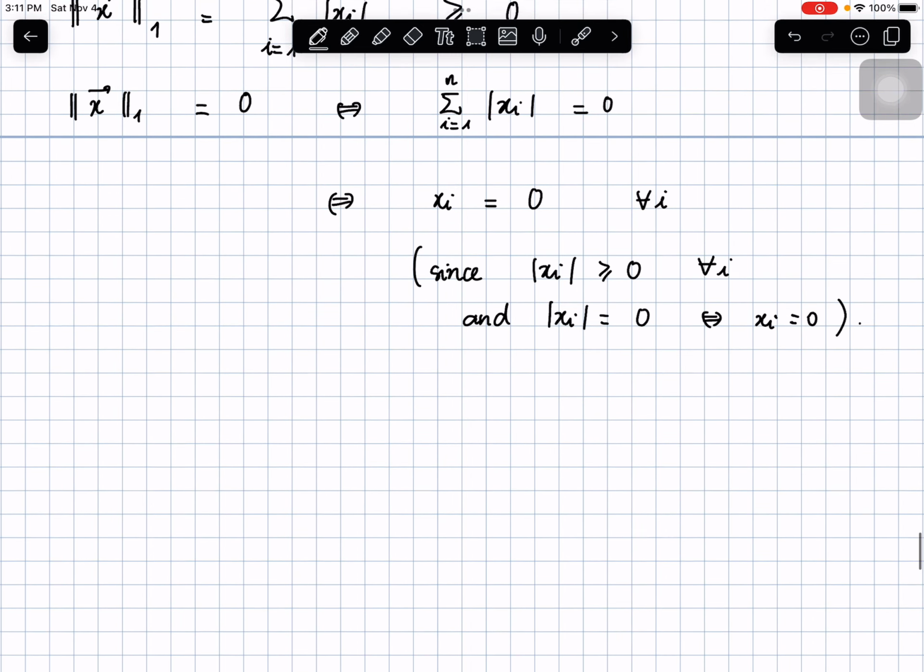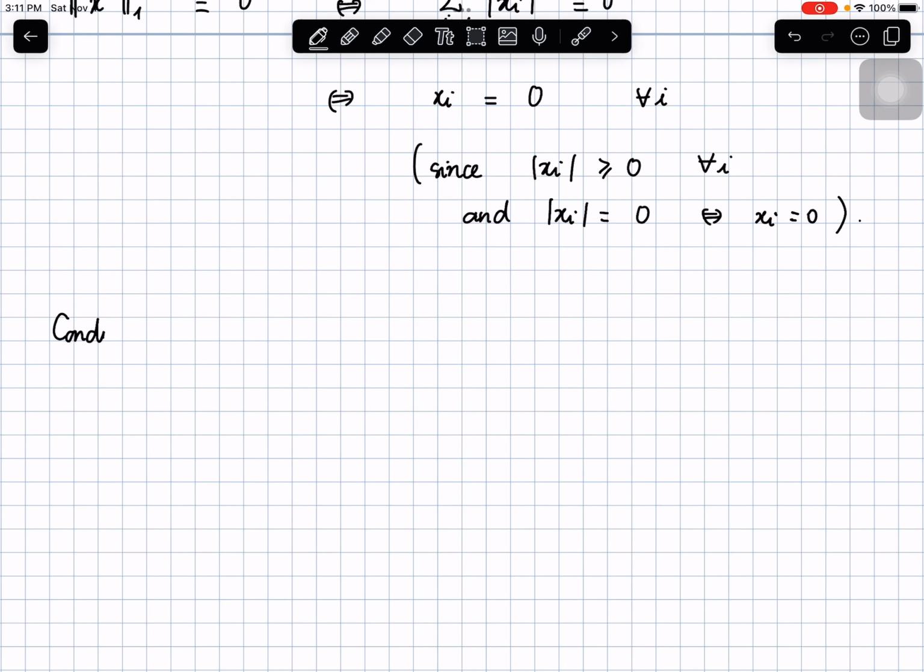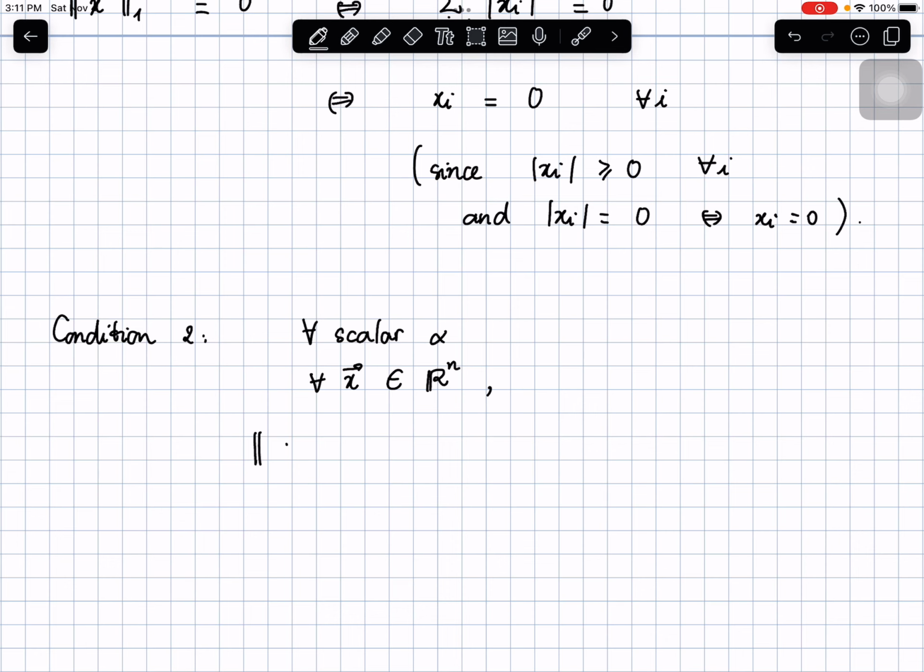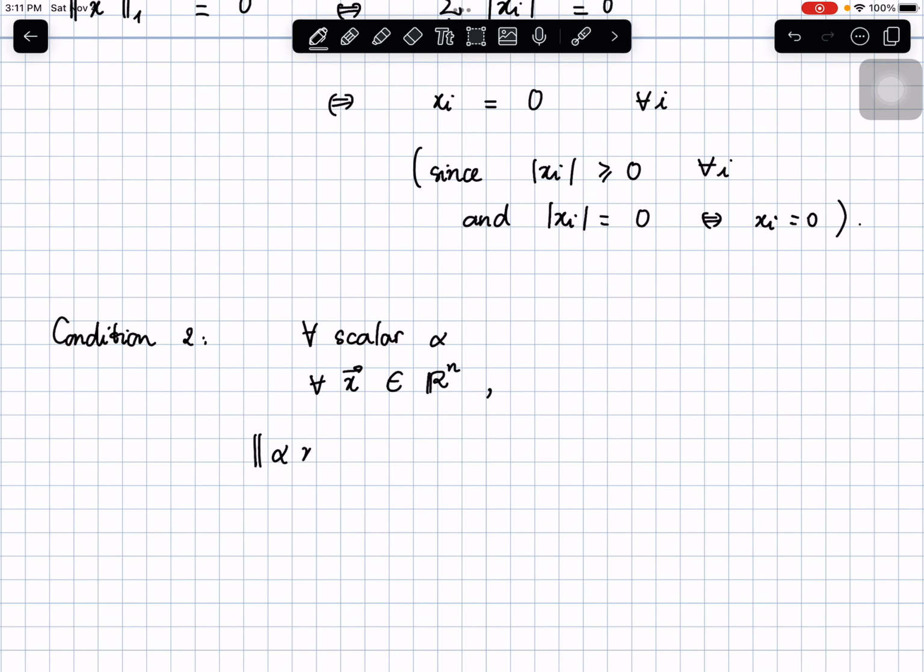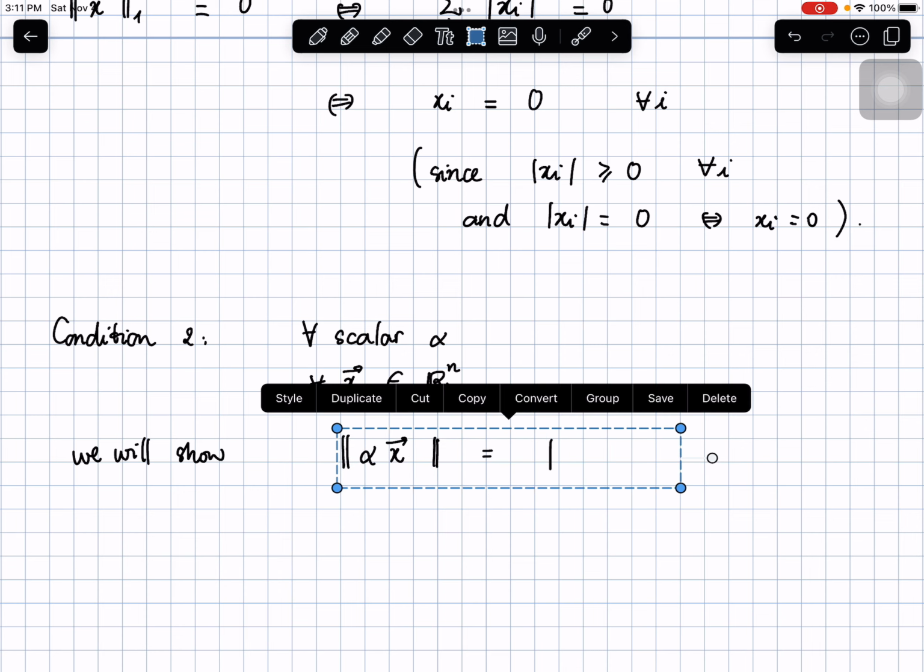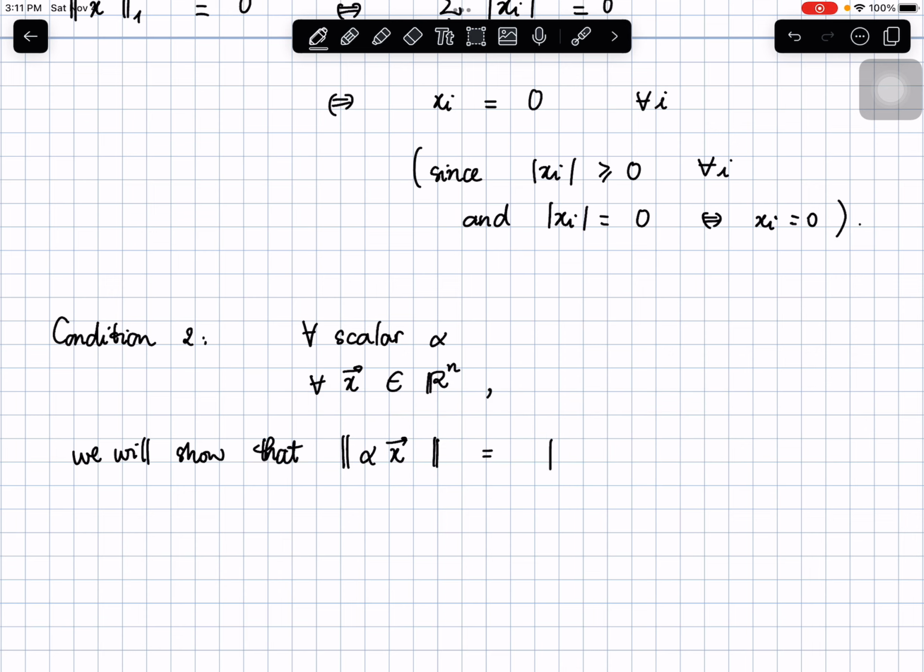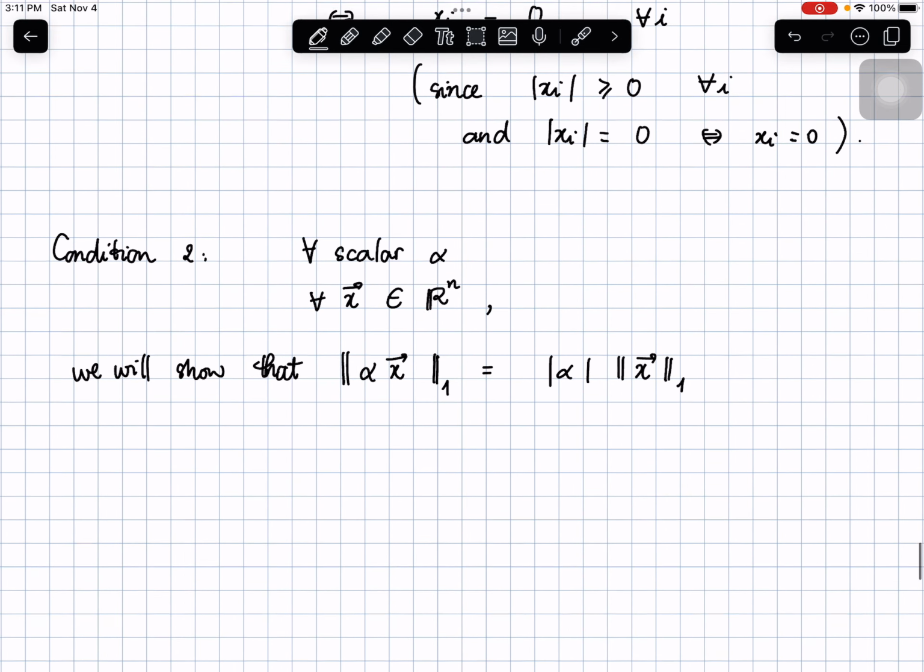What is condition 2? For any scalar alpha and any vector x in the vector space Rn, we will show that norm 1 of alpha times x equals the absolute value of alpha times norm 1 of x. This all must be norm 1. Okay.